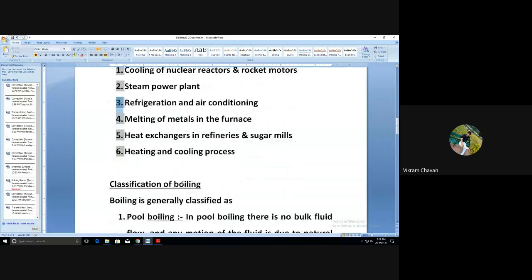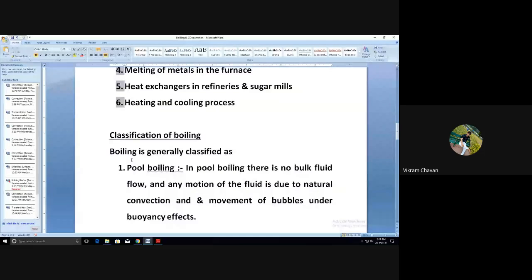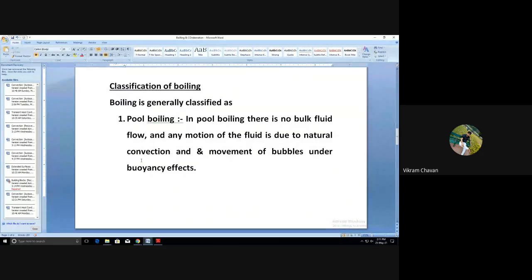Okay, so further is the classification of boiling and condensation. We are dealing with boiling now, not condensation. So how will boiling be classified? First, it is classified as pool boiling and flow boiling. In pool boiling, no external agency is used to move the fluid, and the movement of the fluid happens because of natural convection only.